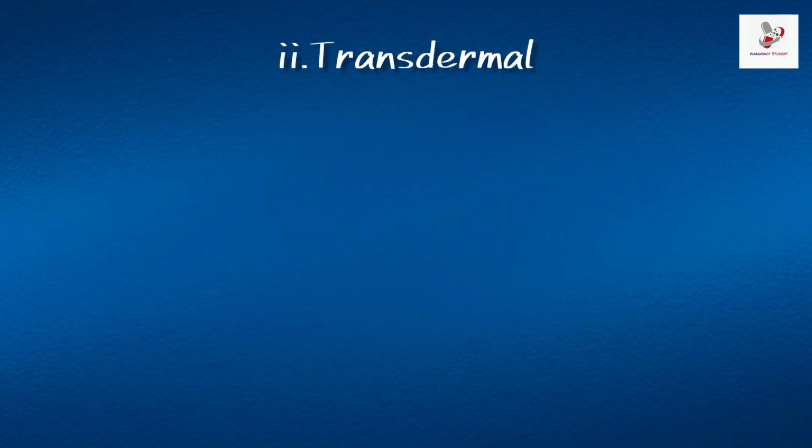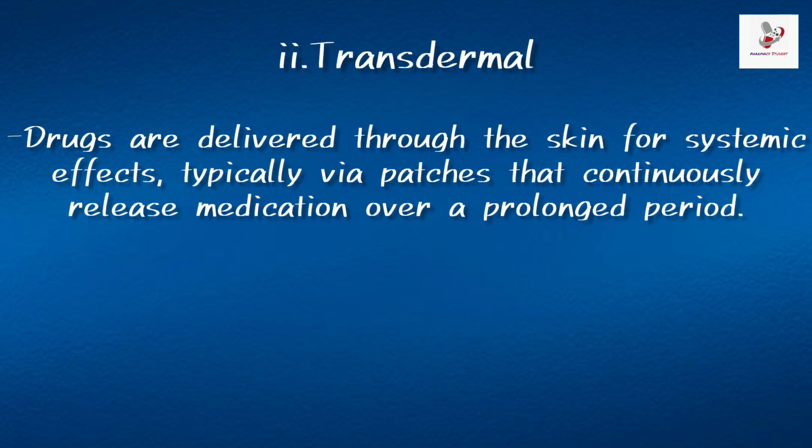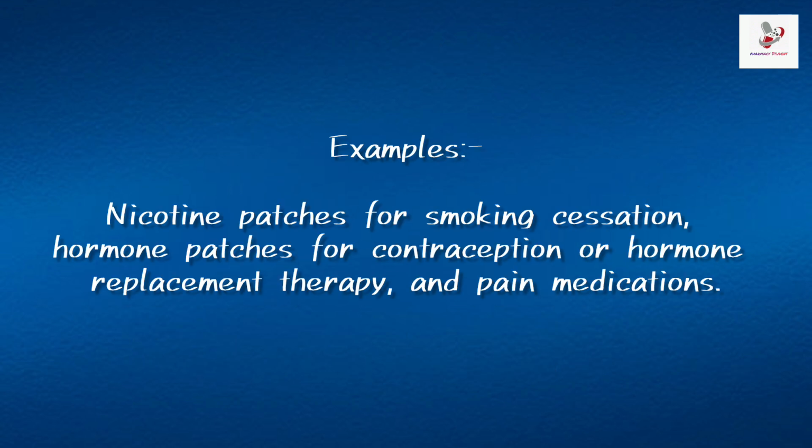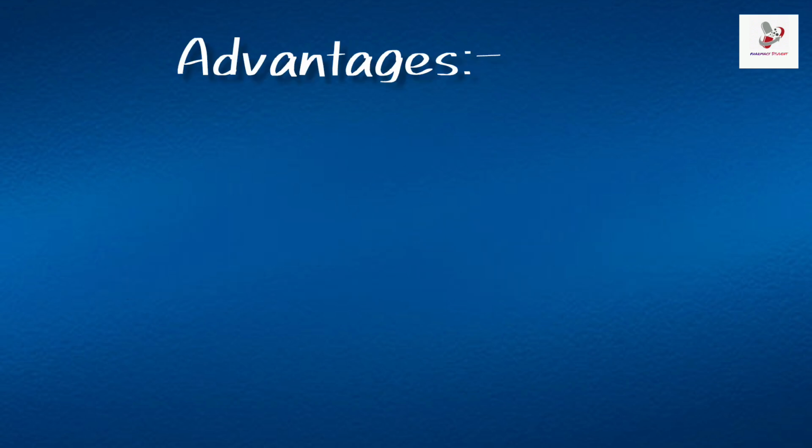And second one is transdermal. So the transdermal drugs are delivered through the skin for systemic effect, typically via patches that continuously release the medication over a long period. These patches are designed to deliver the drugs through the skin into the bloodstream at a controlled rate, bypassing the first pass metabolism in the liver. Examples in transdermal are nicotine patches for smoking cessation, hormone patches for contraception or hormone replacement therapy, and pain medication. Advantages are that it is non-invasive.